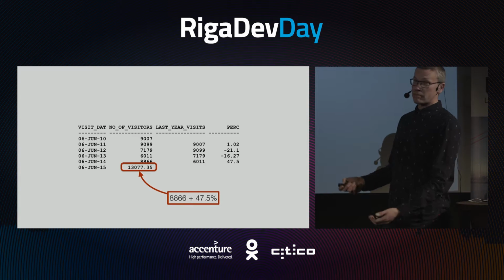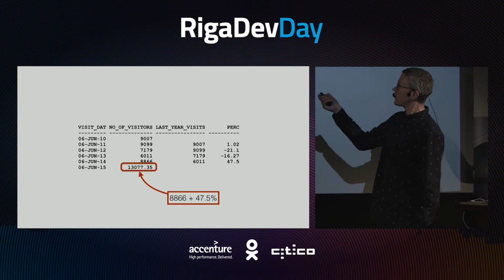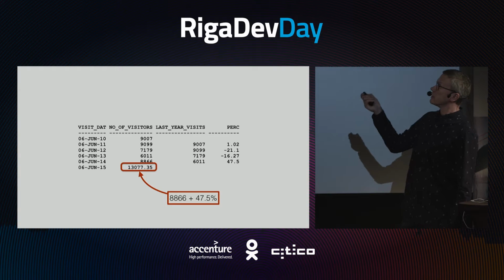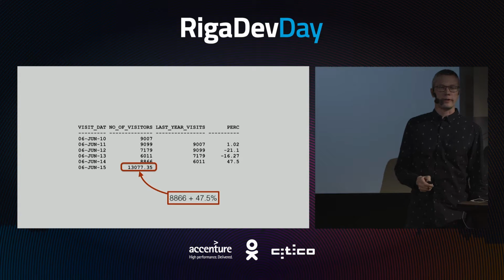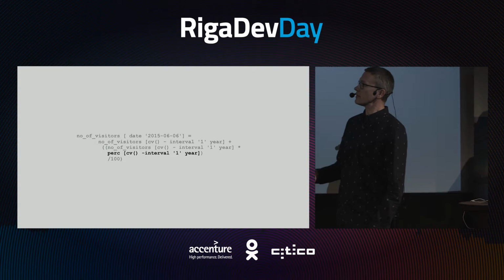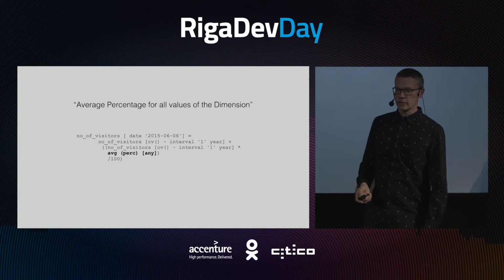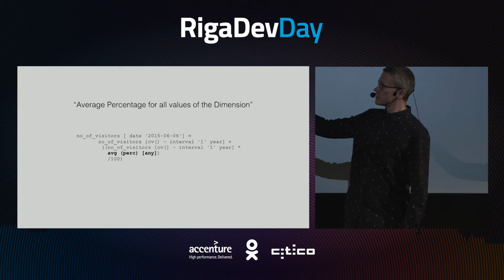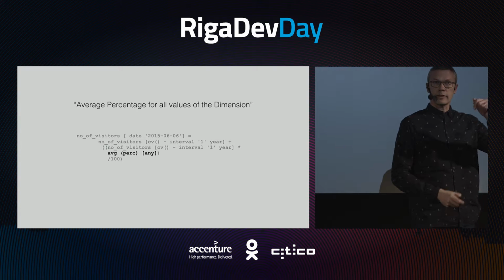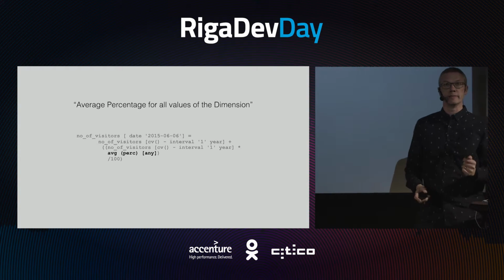So maybe a better way is, instead of getting that 47%, get an average percentage on the whole thing. And you can do that too. So instead of getting that percentage from last year, we're going to take the average percentage of any of them, right? And the more data you have, the more accurate it's going to be, right?